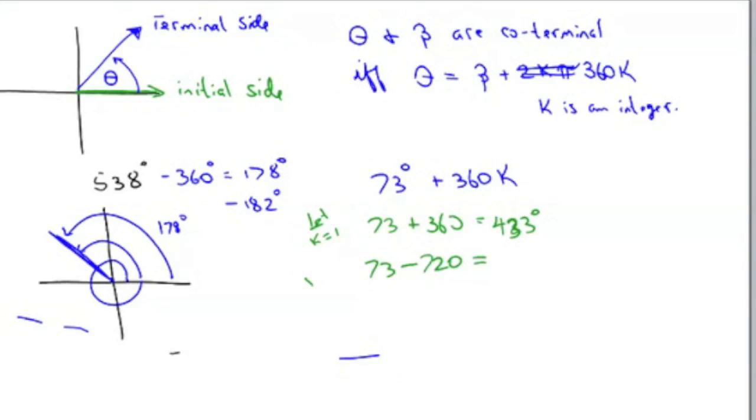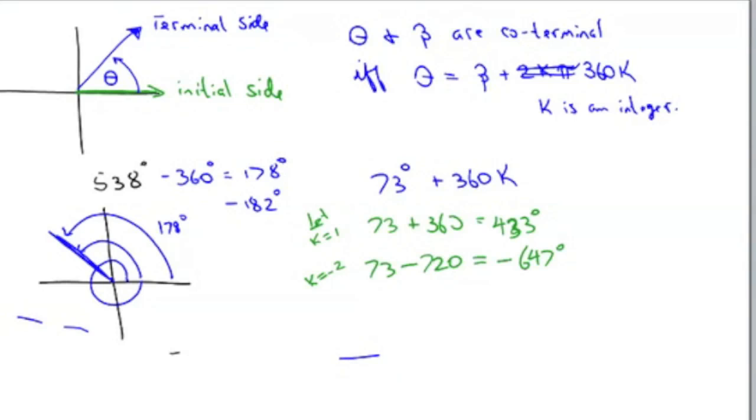So when k is equal to negative 2, we get this coterminal angle, which is negative, I don't know, 647. Okay, cool. And that would be another coterminal angle. Can you plug in any integer? Yeah, and it'll be a coterminal angle. That's the beauty of that formula. We could get all kinds of answers. You can get an infinite number of answers for that.